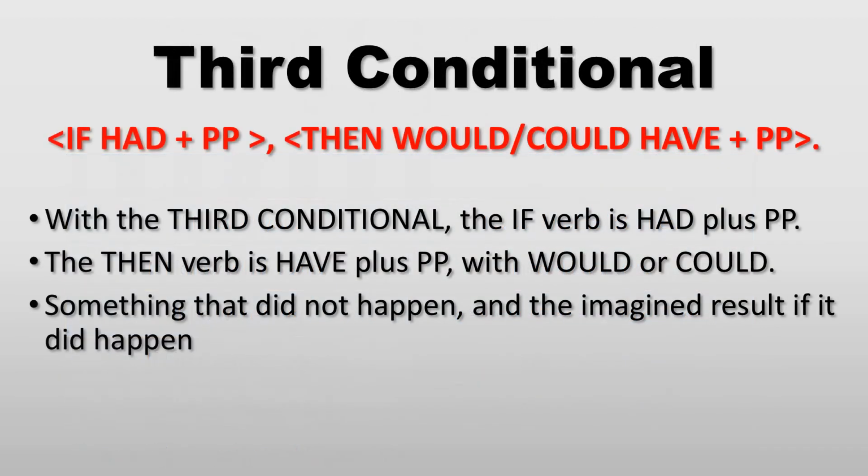With the third conditional, the if verb is in past perfect form, which is had plus the past participle, or PP. The then verb is present perfect form, which is have plus PP with would or could.